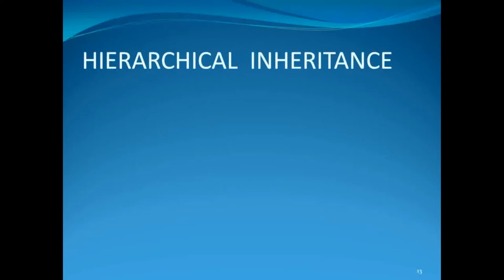Next comes hierarchical inheritance. In this inheritance, more than one derived class is created from a single base class. So here the base class is one, but there are many derived classes. And further, child classes can act as a parent class for more than one child class. So let me explain it with the help of a diagram.